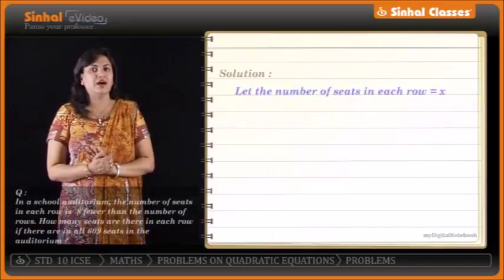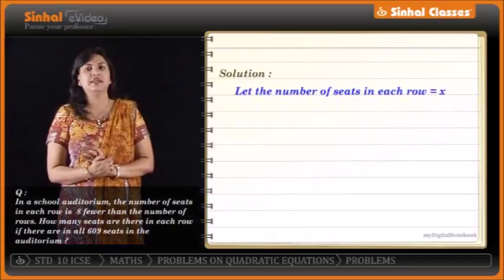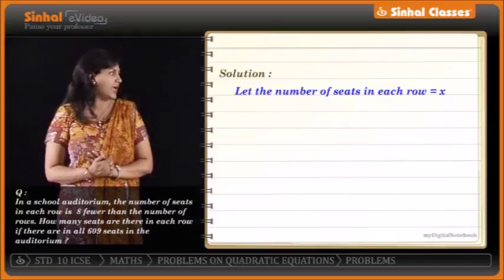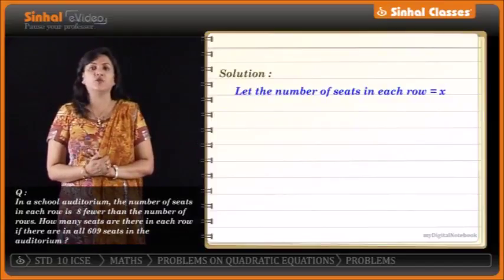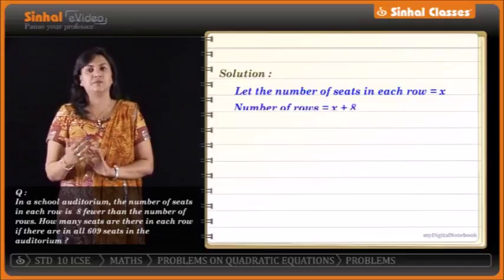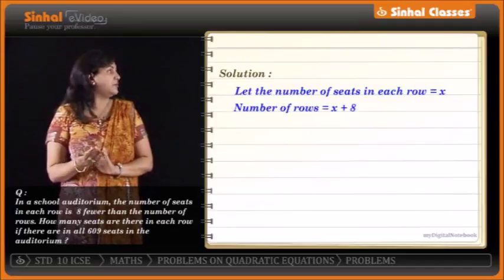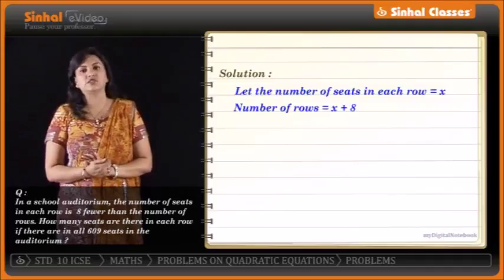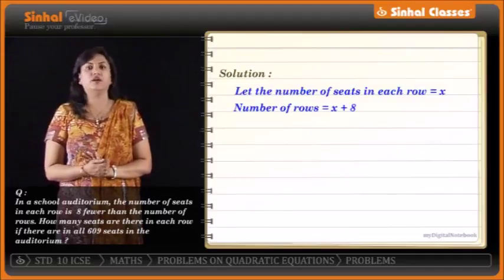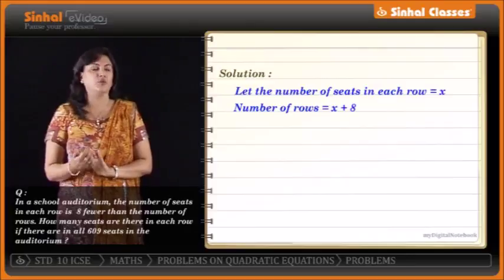Solution. Let the number of seats in each row be equal to x. So the number of rows will be x plus 8, because we are given that the number of seats in each row is 8 fewer than the number of rows.